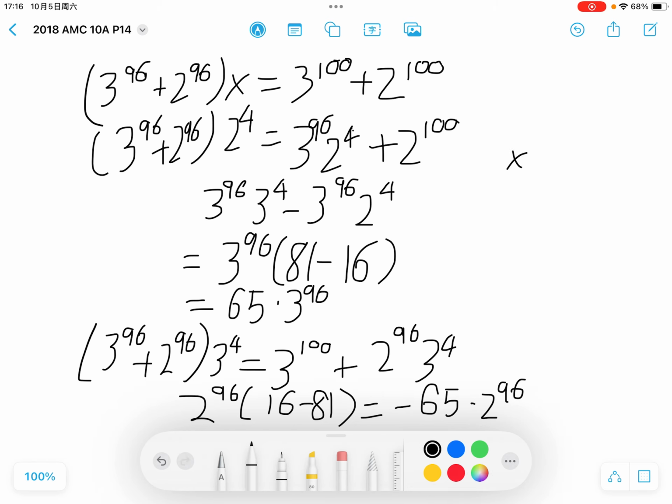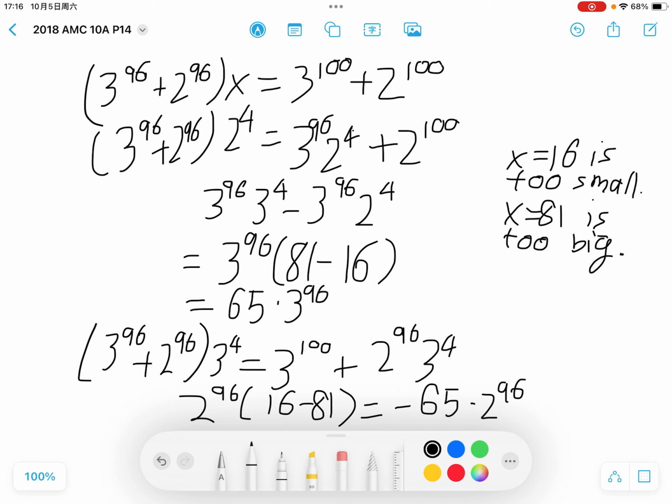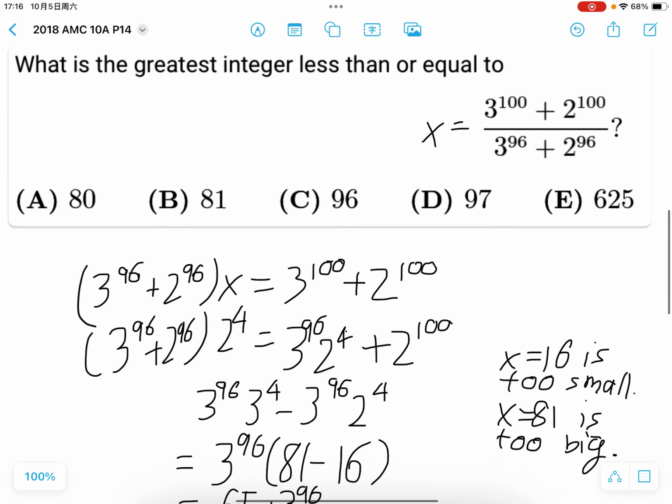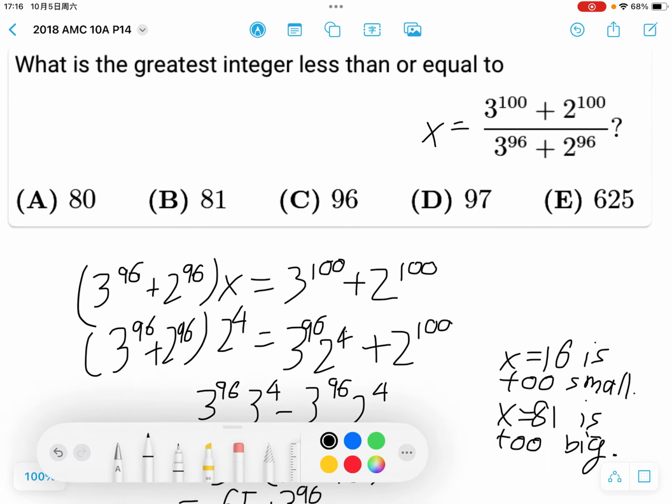So what have we got? x equals 16 is too small, and then x equals 81 is too big. So the actual x is somewhere in between. Now let's go back to our answer choices, because there's nothing else we can actually really do unless we have a calculator, but we're not allowed one.